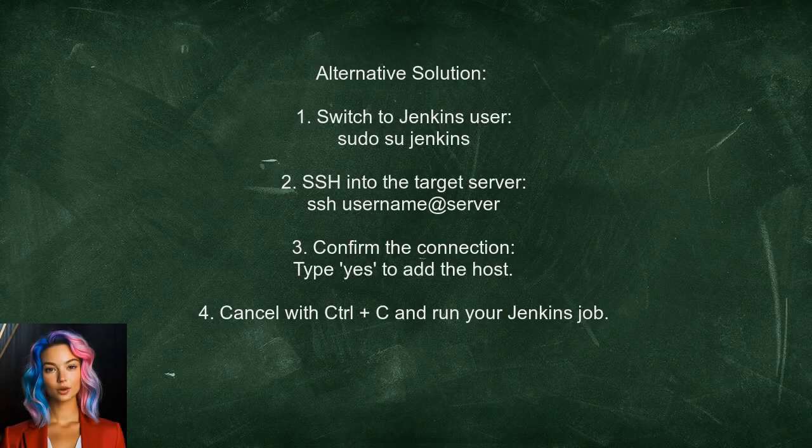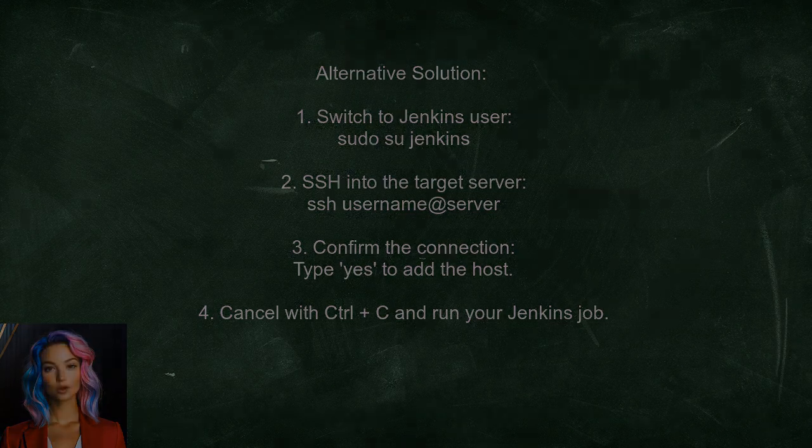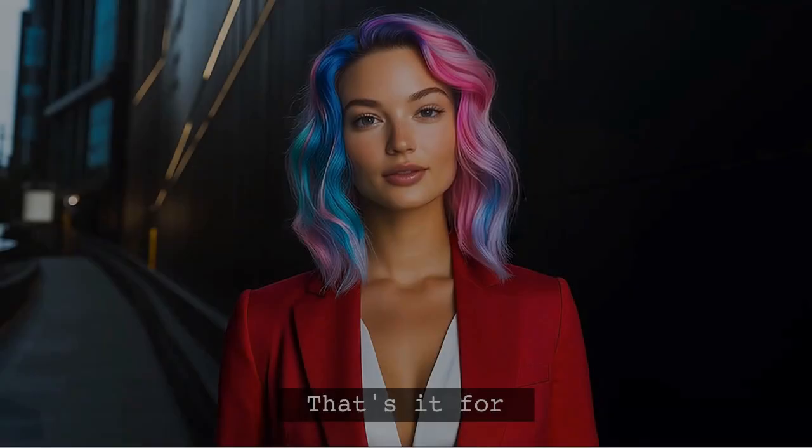An alternative approach suggested by a user is to manually add the remote host to the known hosts. First, switch to the Jenkins user on the Jenkins host using the command sudo su jenkins. Then, attempt to SSH into the target server using ssh username@server. You will see a prompt asking if you want to continue connecting. Type yes to permanently add the server as a known host. After this, you can cancel the process and try running your Jenkins job again. That's it for that response.